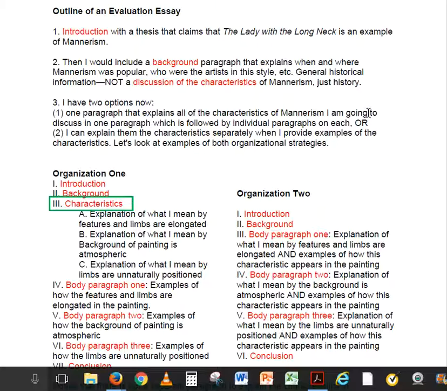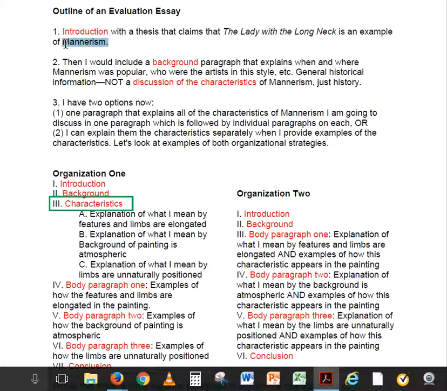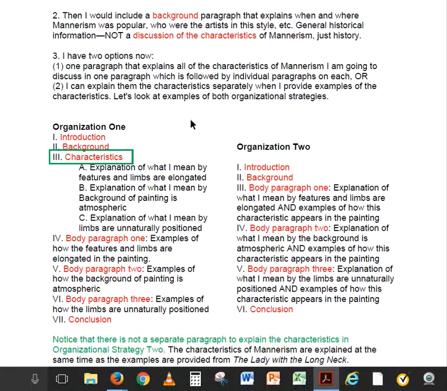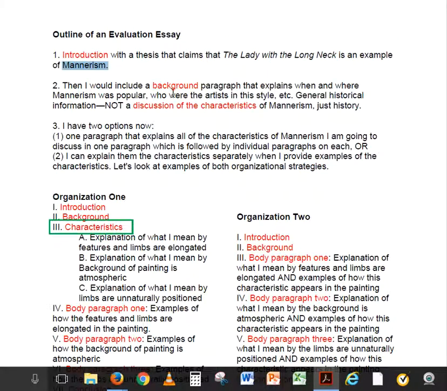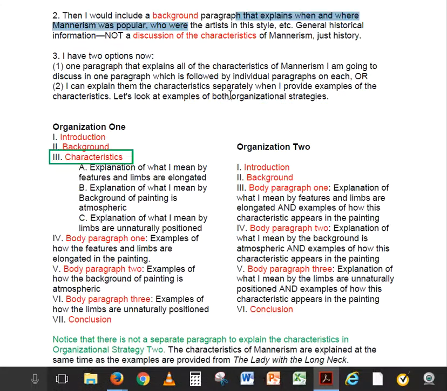You also have another example on the Starry Night and how it's an example of postmodernism in the lecture notes and a sample essay. So I just wanted to give you a second example. So we're looking at the lady with the long neck, which is an example of the Renaissance movement called Mannerism. So we have our introduction, of course, and a background paragraph discussing the history behind Mannerism.